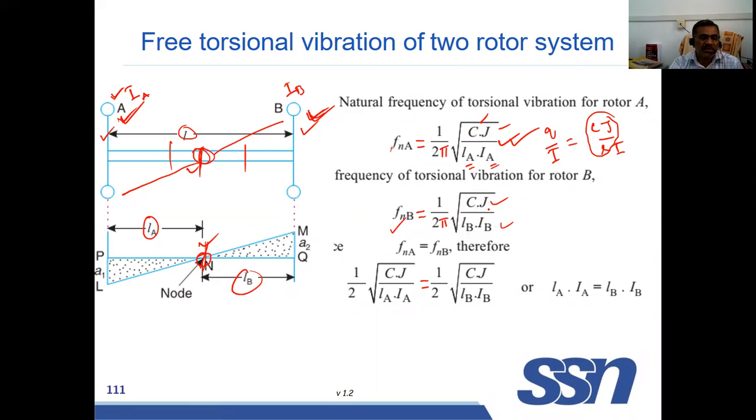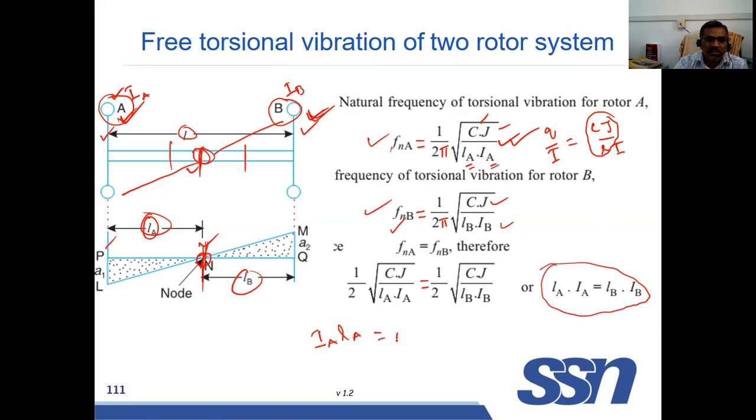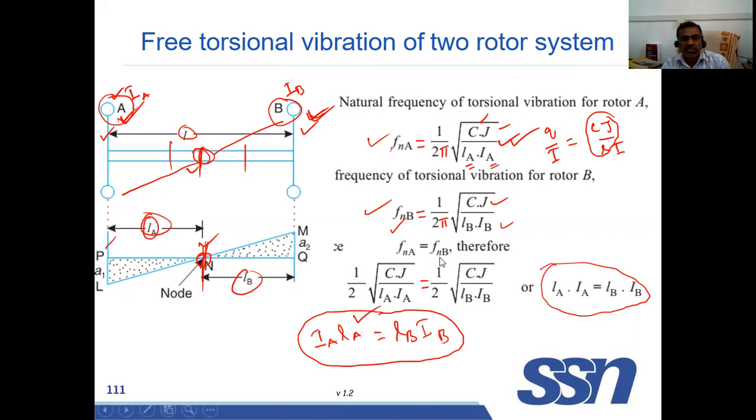In this problem, if two masses are connected at two ends and vibrating, the natural frequency of the mass A will be equal to the natural frequency of the mass B. The natural frequency will be same, such that it will be vibrating. So if you compare this one and this one, you will get an equation like this: moment of inertia of the mass into LA, where LA is the distance of mass A from the node, is equal to LB IB. IA LA is equal to LB IB. So this can be used for solving this problem when there are two masses.